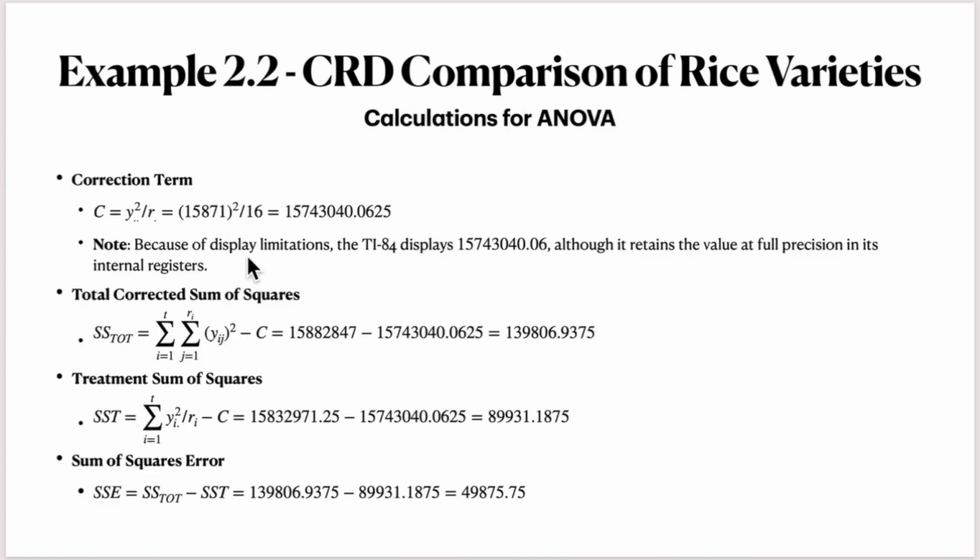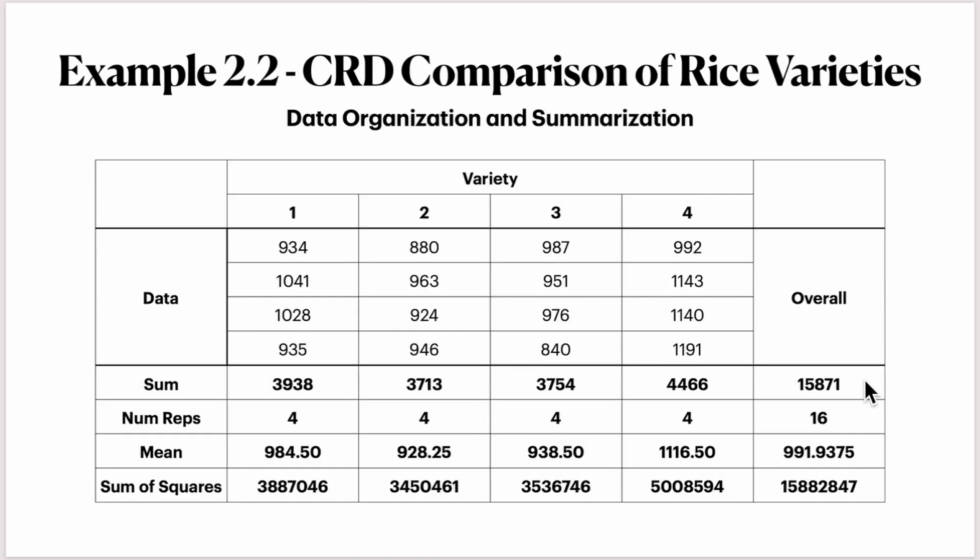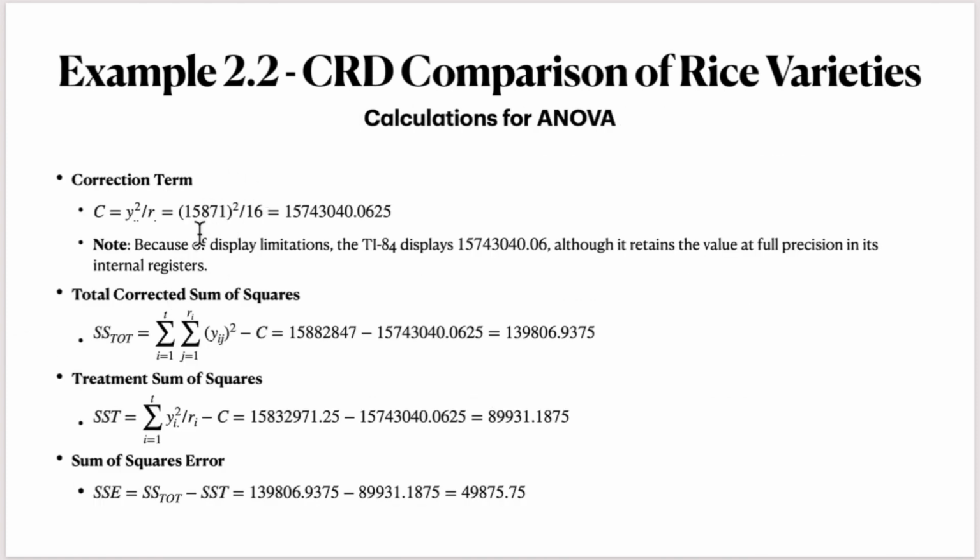All right, so the first thing we need to calculate is the correction term. That is the square of the response total across all samples divided by the total sample size. If I go back up here to my summary statistics, I see that the overall total of my responses across all samples is 15,871, and that my total sample size is 16. All right, and so I square the 15,871, divide by 16, and this is the quantity that I get right here.